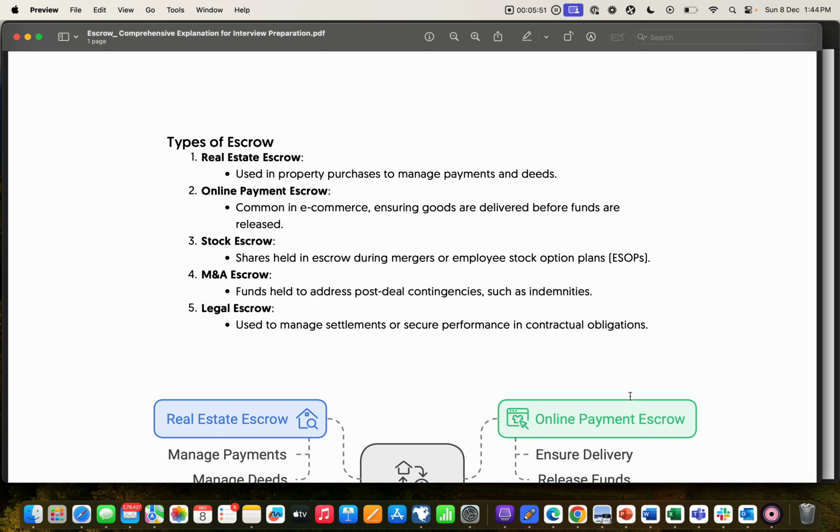Stock escrow: shares held in escrow during a merger and for an employee stock option plan. So when the merger has happened, the employee stock option plan will come into play.